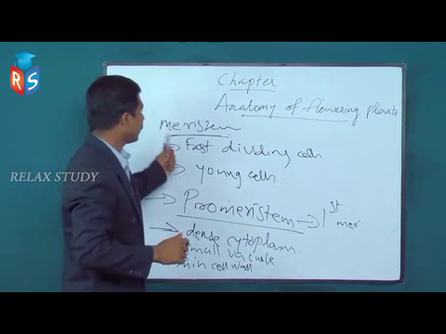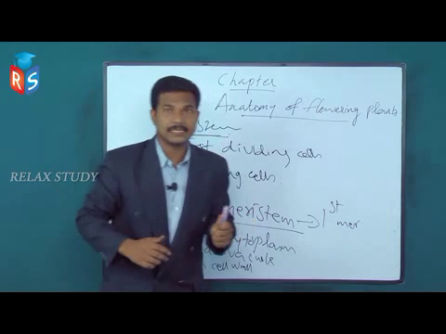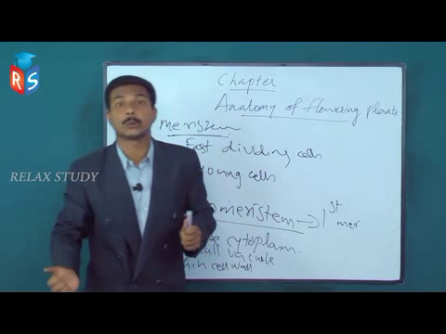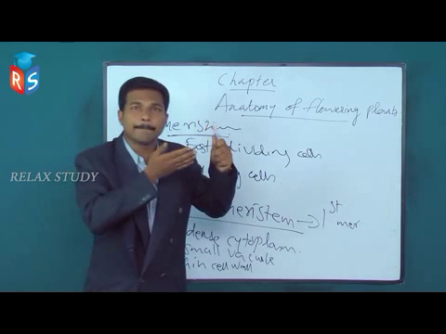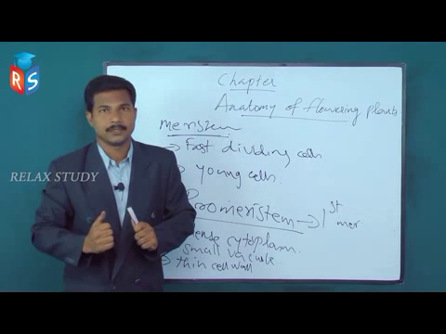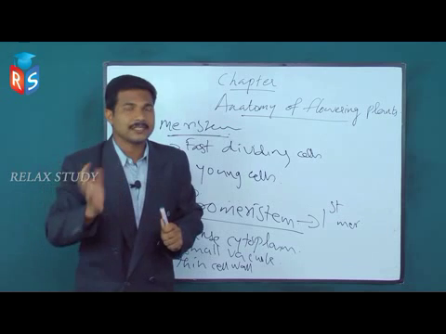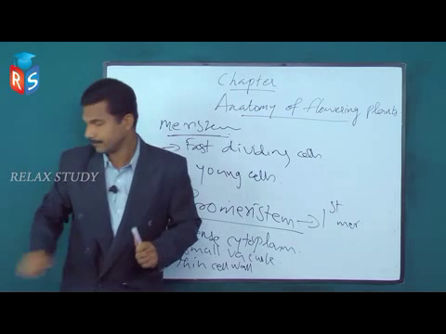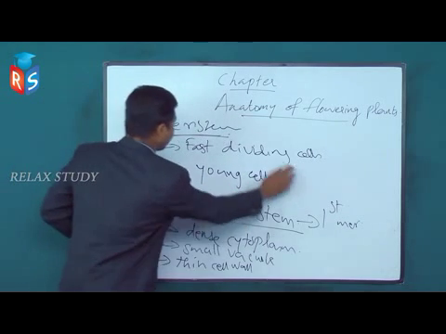Meristem cells are present in the apices of shoot and root. That means at the apex of the shoot part and the apex of the root part. Such meristems are known as apical meristem. So again, another category.